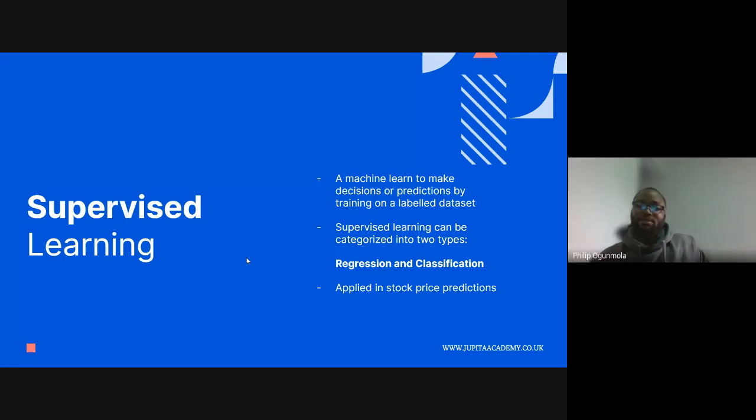Supervised machine learning can be categorized into two types. The first one is regression, and the second one is classification. Let me break them down. When you want supervised machine learning to understand numbers, say for example, you want to predict stock prices, you take stock price data from January 2020 up till, let's say, August of 2023.